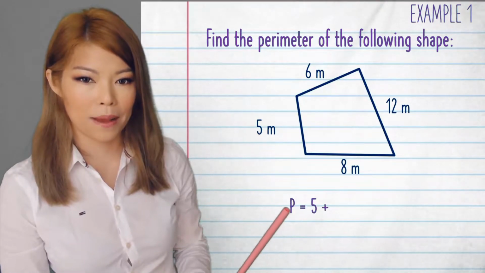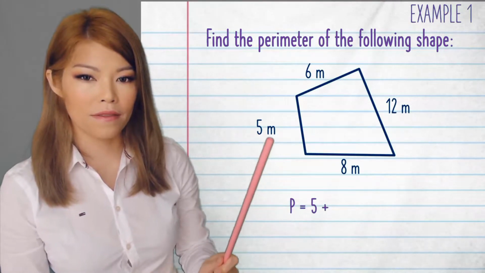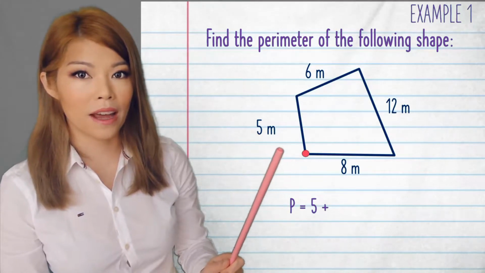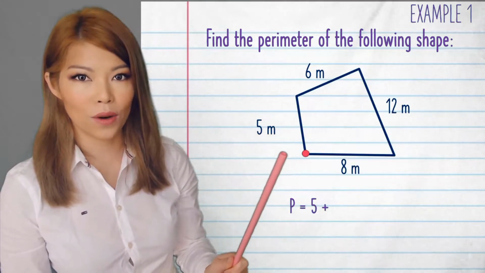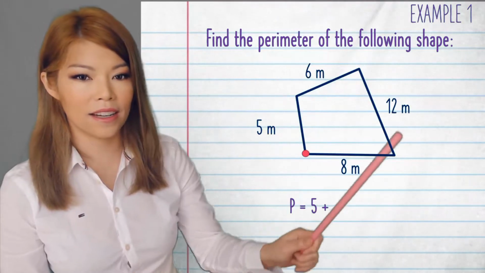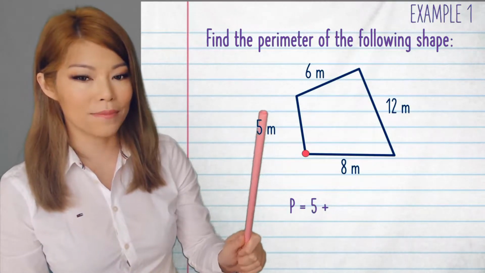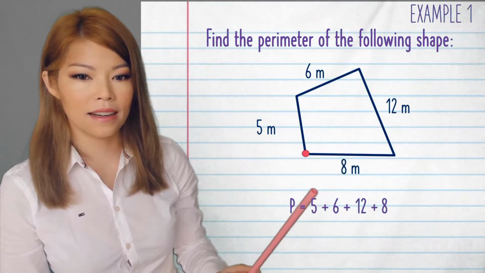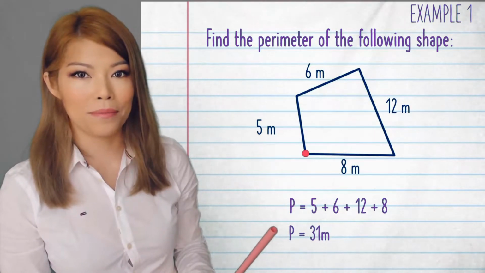So we say P is equal to 5, so that one there, and I like to put a dot where I start so I know that when I reach that dot I've added all the values and I haven't accidentally gone around more than once. So 5 plus 6 plus 12 plus 8, we get 31 meters.